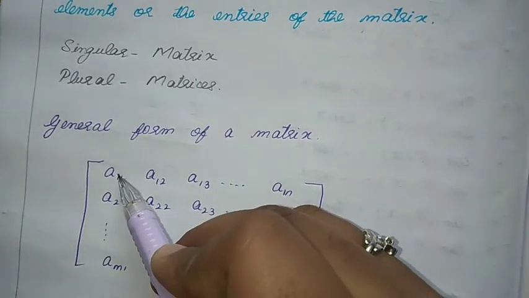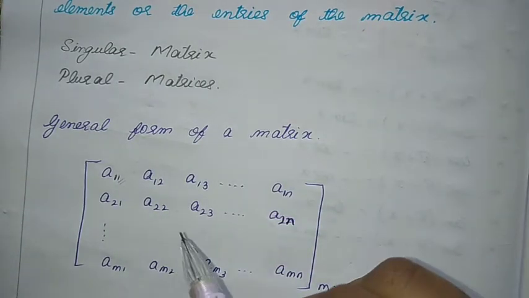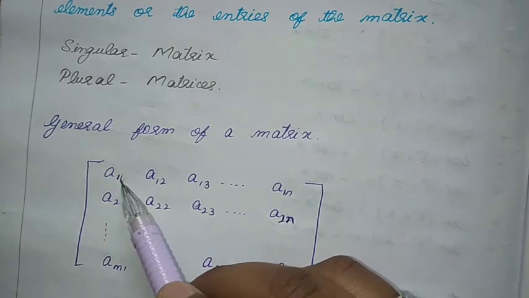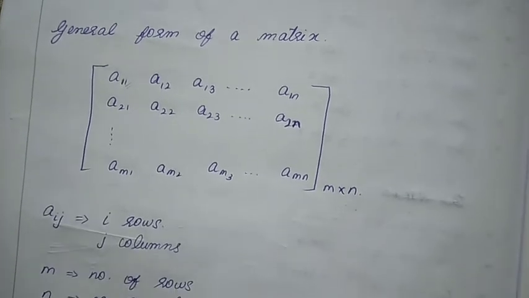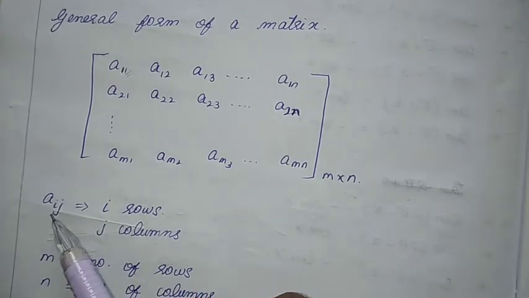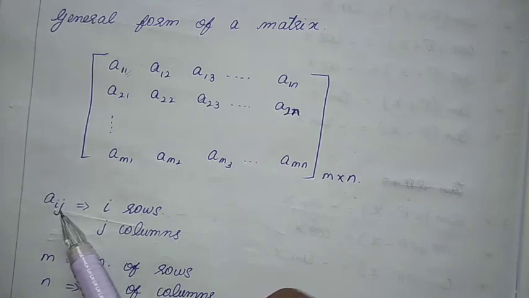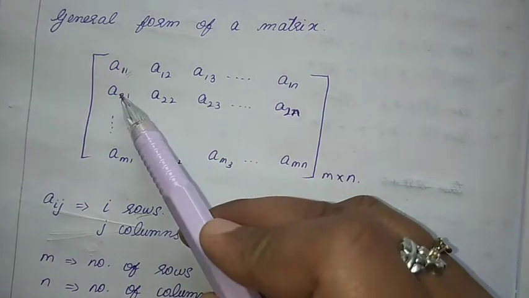The first number over here will represent the number of the row in which it is present, and the second number represents the number of the column. So this is a general form for any matrix. We will be using this kind of representation. Any entry will be given as Aij. Hereafter we will come across Aij in the first exercise. i represents the number of rows.